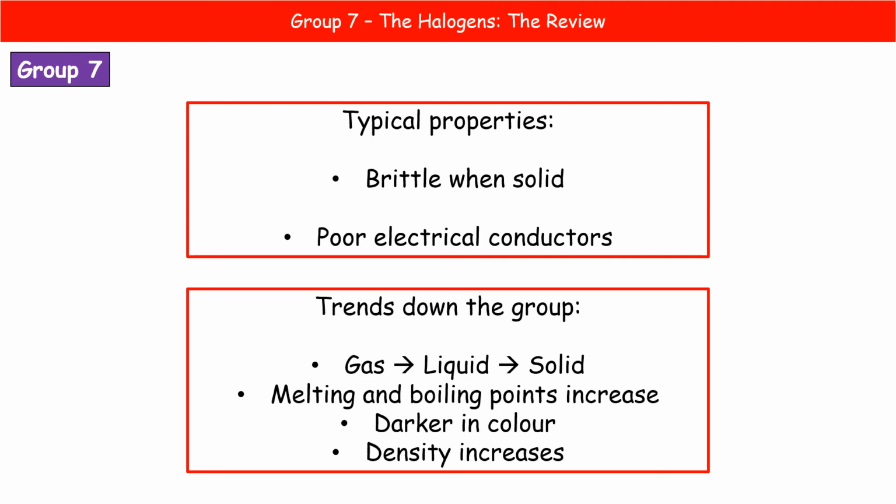We also have some trends to remember as we go down group 7. Firstly, we've just seen they go from gas to liquid to solid. So as we go down, they move from a gas to a solid, which also tells us that their melting and boiling points increase. Hopefully that makes sense if they're going from a gas down to a solid as we go down that group. They get darker in colour and their density increases. So make sure you know those trends.